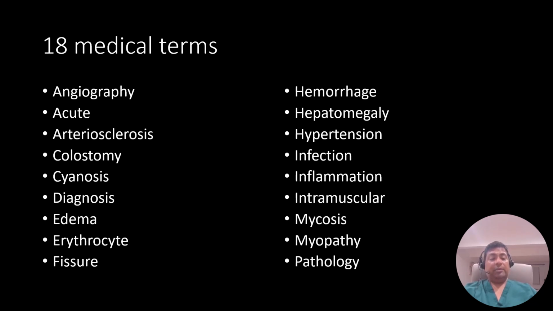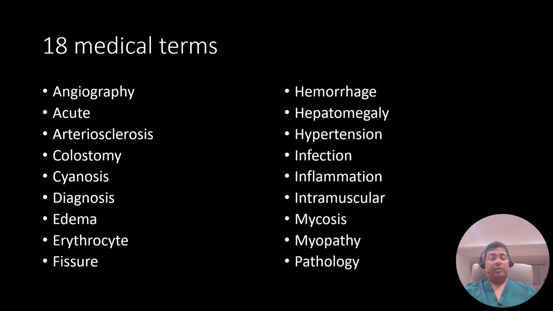Erythrocyte. Erythrocyte, the word root here is erythro, which means red, and cyte is a suffix meaning cell. So erythrocyte is a red blood cell. Fissure, just like in normal everyday language, a fissure is a crack. Can often occur in skin, can often occur around the mouth. Hemorrhage. Hemo is the root referring to blood. Rhage is the abnormal flowing of. So hemorrhage is abnormal bleeding.